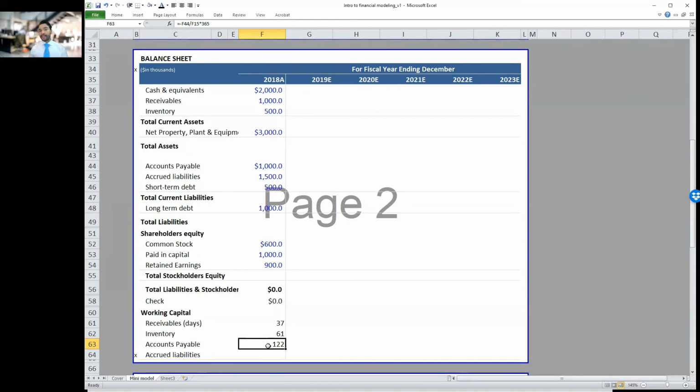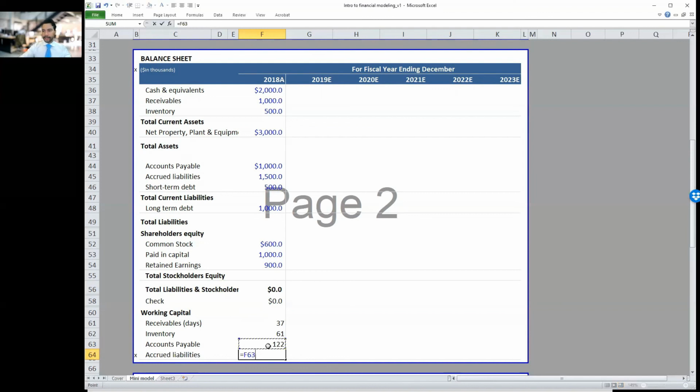Now, the supplier might say, okay, we've had long-lasting reputation. I know you're good for it and you have a good reputation, so I will provide you with the supplies and you could pay me in 122 days. That's exactly what that represents and what it means. All right. Lastly, accrued liabilities.